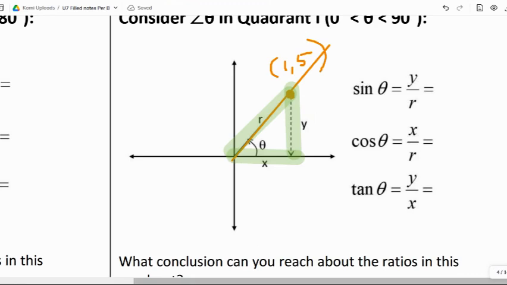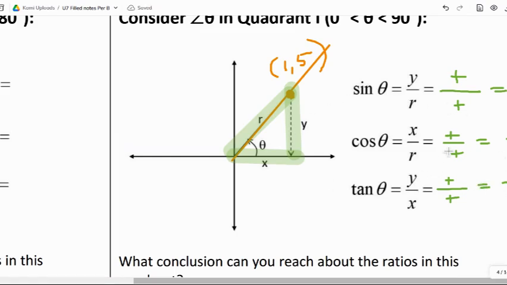Now I don't want to put any numbers in. I just want to put positives and negatives. So for sine theta in the first quadrant, y is going to be positive, r is going to be positive. So if I'm dividing two positive numbers, what does that give me? Positive. Now, do you think any of these are going to be negative in the first quadrant? No, because there's no negative, right? It's always going to be positive divided by positive.